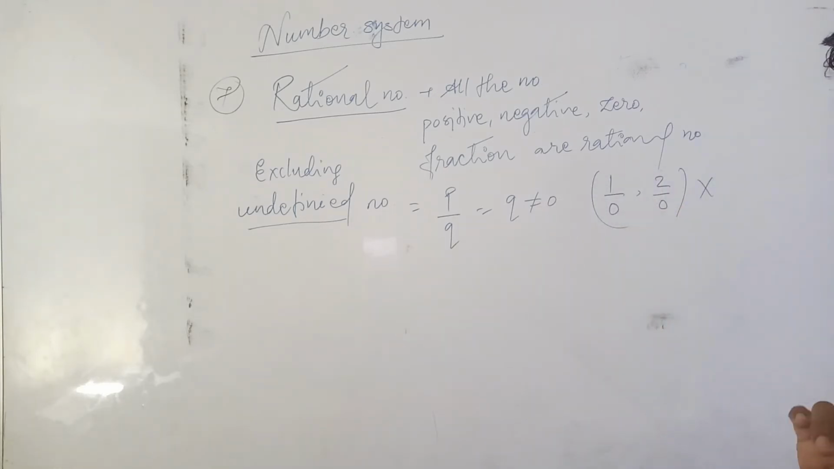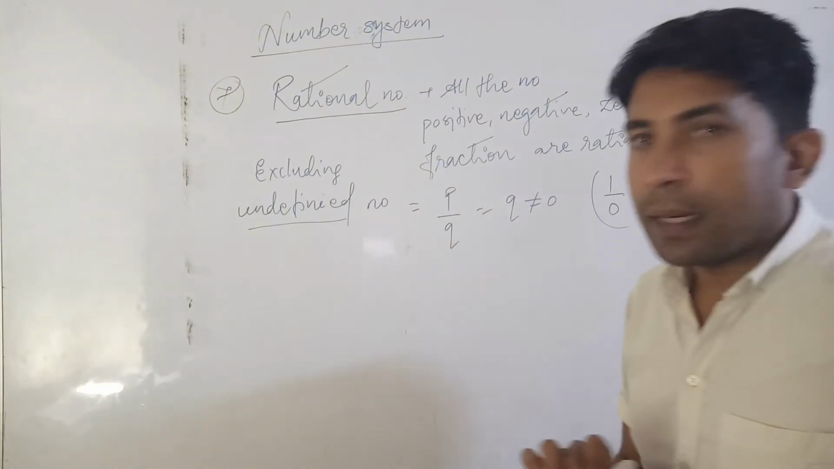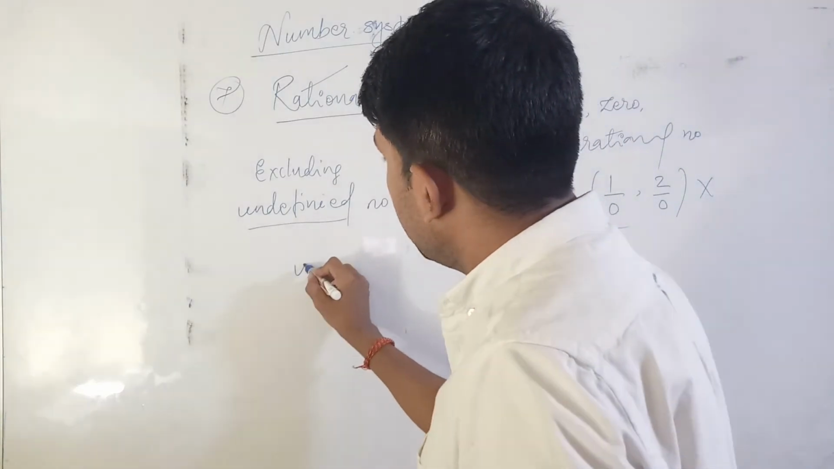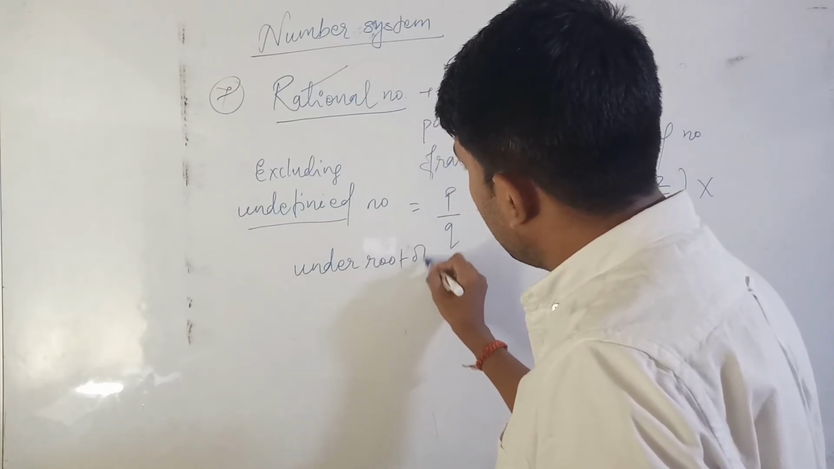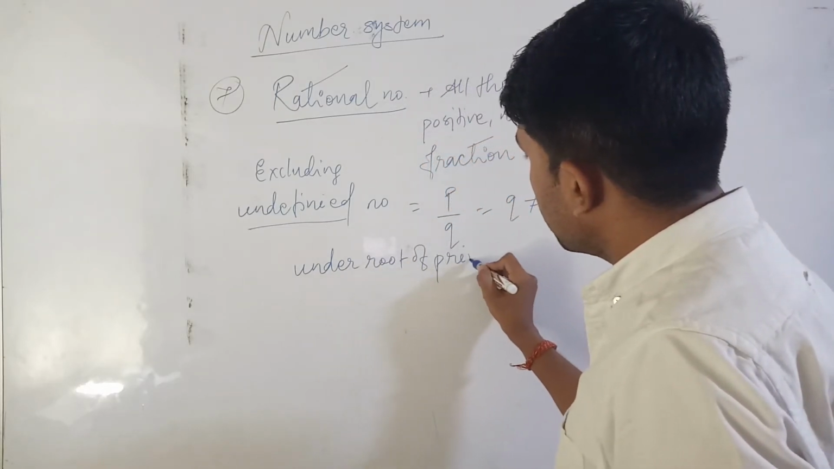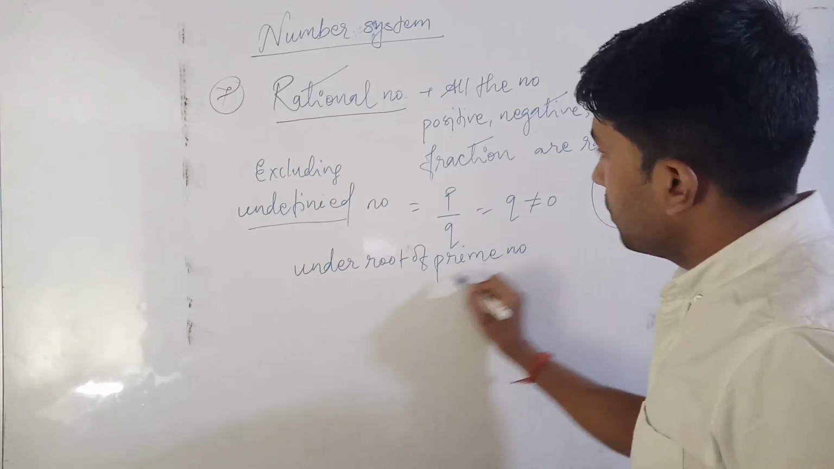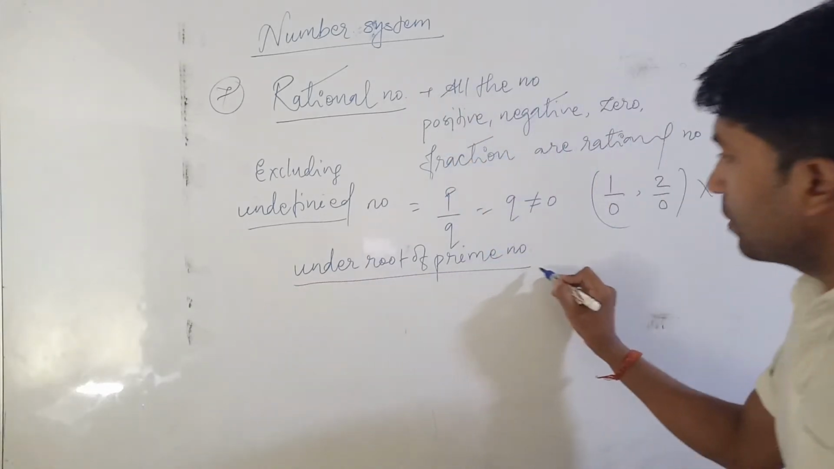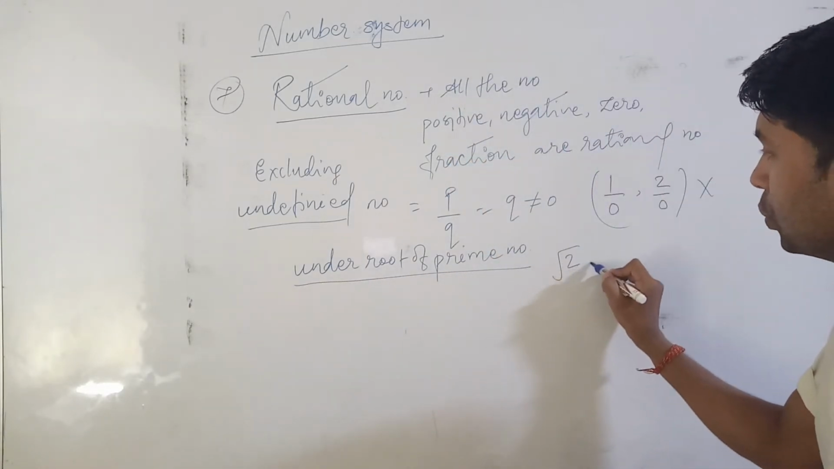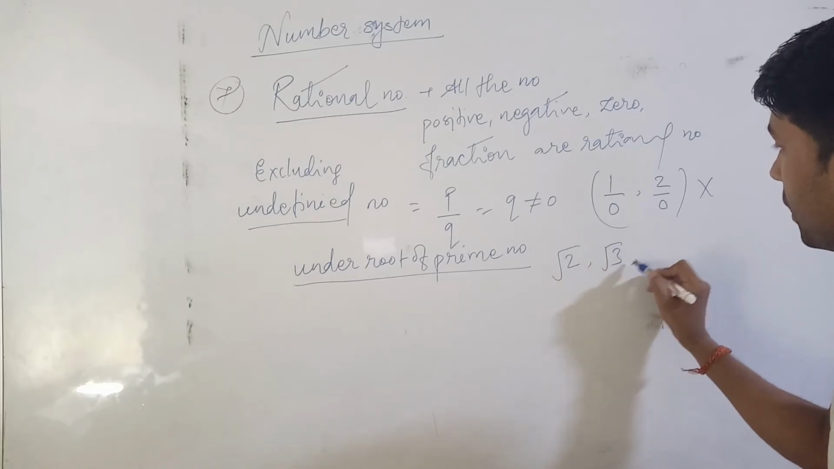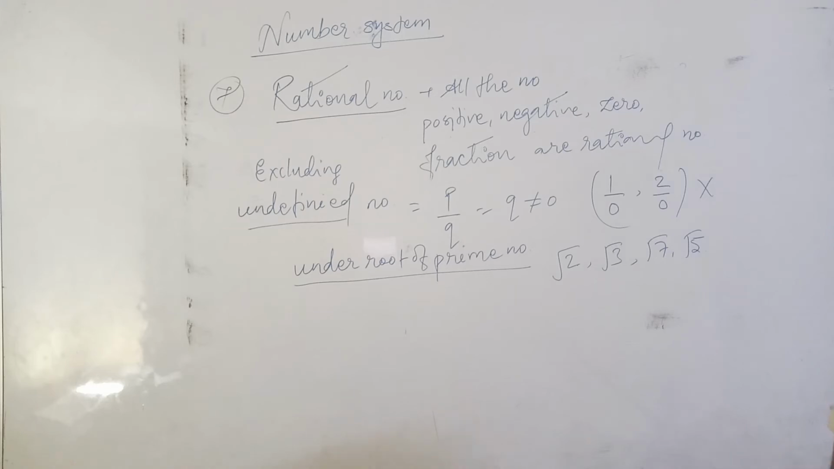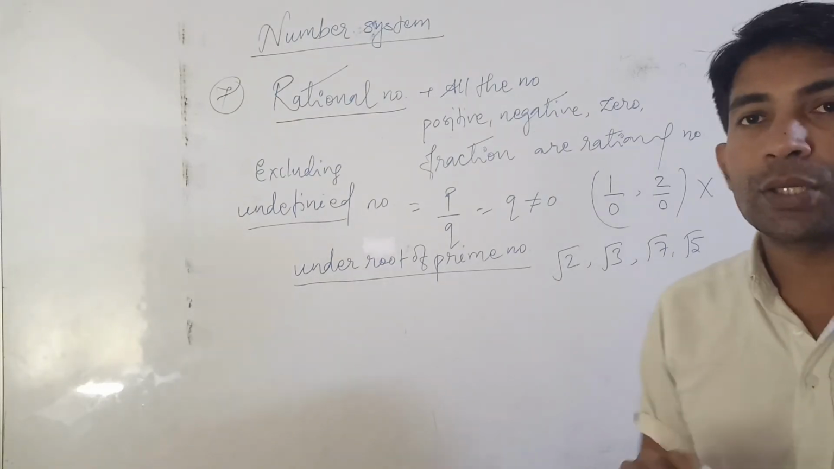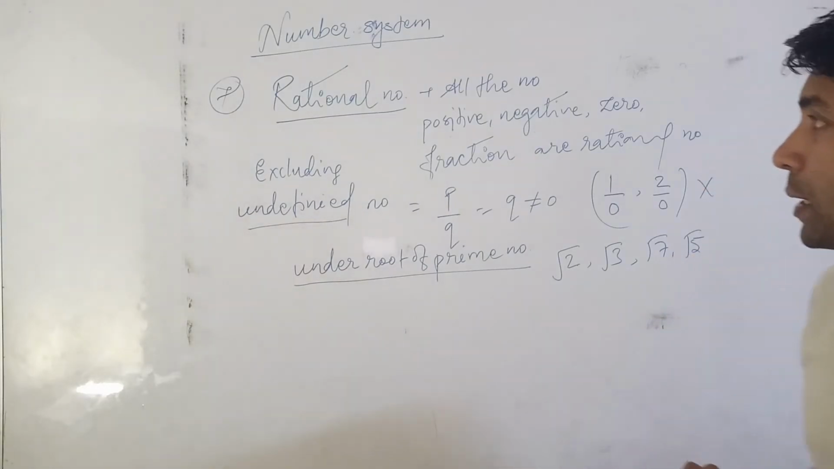Similarly, if I write the square root of prime numbers, this is not a rational number. Suppose I write here root 2, root 3, root 7, root 5, they are not rational numbers. Again I'm telling you, since rational number is very important, I'm going to explain this again.